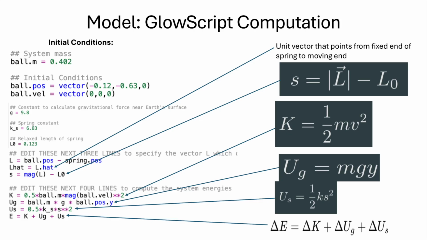So I define L as the vector from the anchor to the ball, take L hat as its unit direction, and compute the extension s equals magnitude of L minus L0. With that, I calculate the energies: kinetic, K equals half m v squared; gravitational, UG equals m g y; and spring energy, US equals half k s squared. I also set the helix axis to L, so the drawn spring tracks the ball.